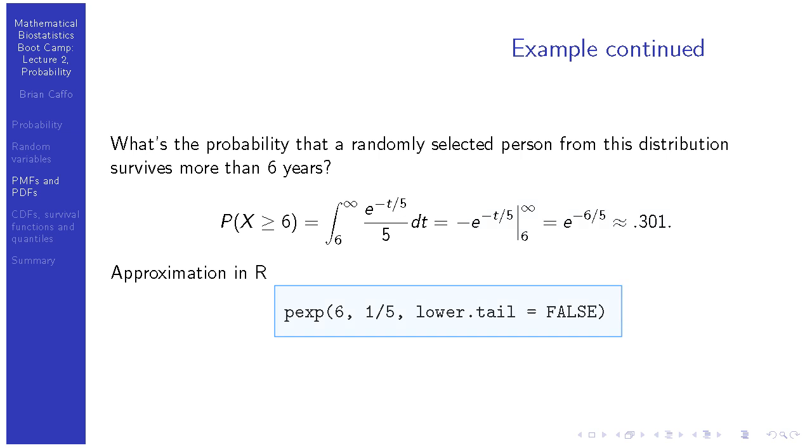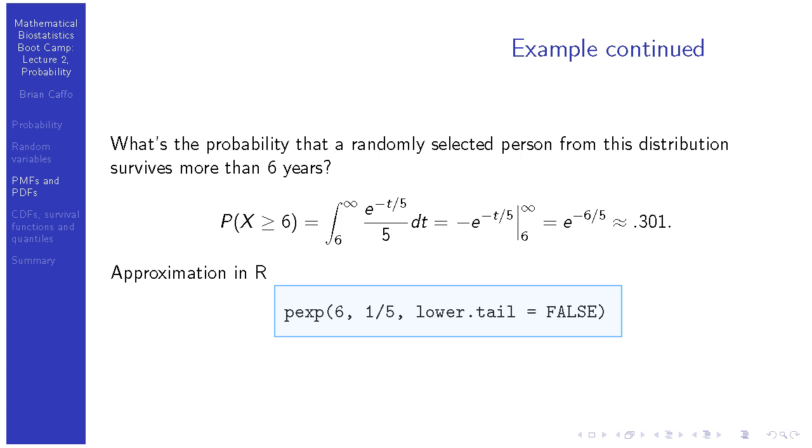In the statistical programming language R, you can do this automatically. It just does the integral for you. It uses a numerical approximation, and you just write pexp(6, 1/5, lower.tail = FALSE) for the fact that we want the probability of 6 or larger. 1/5 represents this parameter 5 that you see in the exponential distribution. lower.tail equals FALSE means that we want the probability of being larger than 6 rather than the probability of being smaller than 6. So lower.tail equals TRUE would give you 6 or smaller.